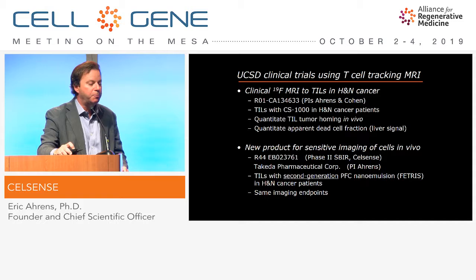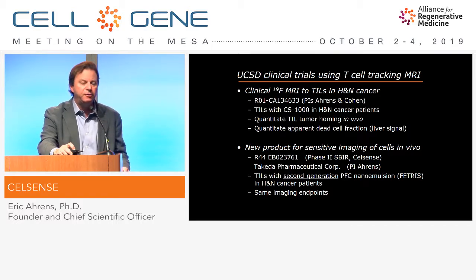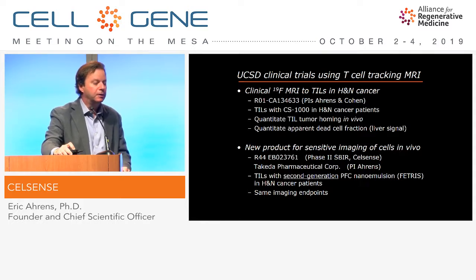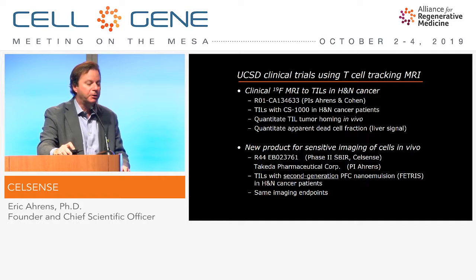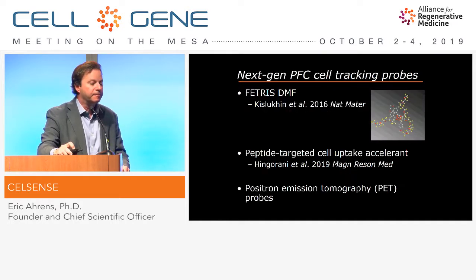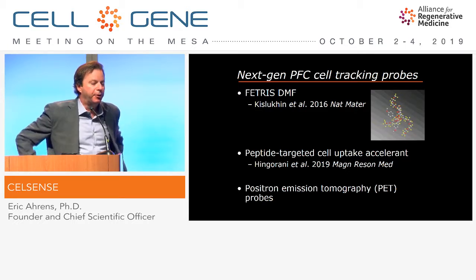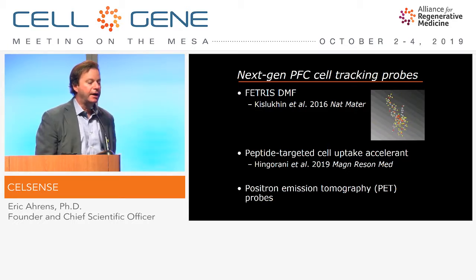We've also been developing new products for sensitive imaging of cells in vivo, and we've been working with Celsense and Takeda Pharmaceuticals on second-generation PFC agents, so-called FETRIS, with greatly enhanced sensitivity over the first generation. And we're going to do the same patient population so we can compare A versus B cell labeling methods. We're also, in my academic lab at UCSD, working on next-generation PFC cell tracking agents.